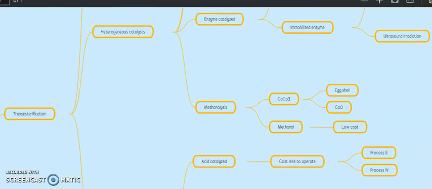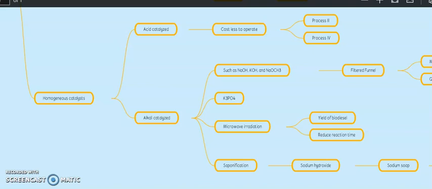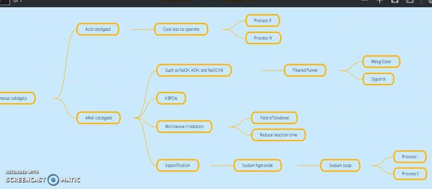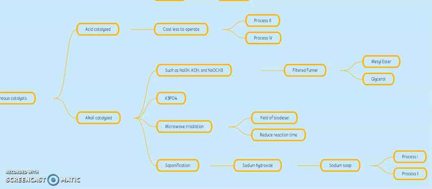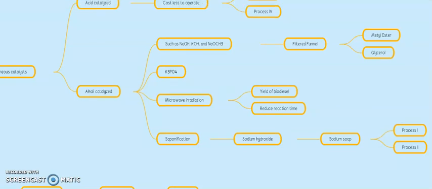We already explained heterogeneous catalysts, so there are also homogeneous catalysts. Homogeneous catalysts include acid catalysts and alkali catalysts. The acid catalyst is low-cost to operate. The alkali catalyst, such as sodium hydroxide, also uses a filter funnel, and from it we get methyl ester and glycerol. Another alkali catalyst is K3PO4. Another example is microwave irradiation. It's good because it reduces the reaction time and the yield of biodiesel will be increased.